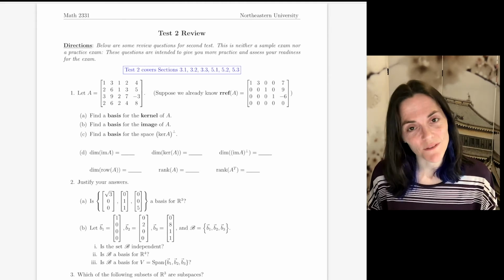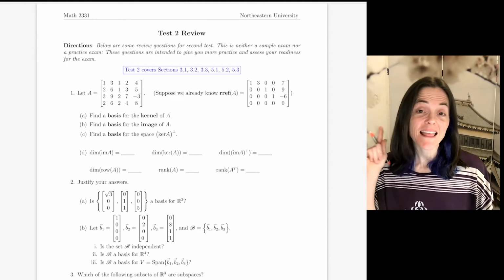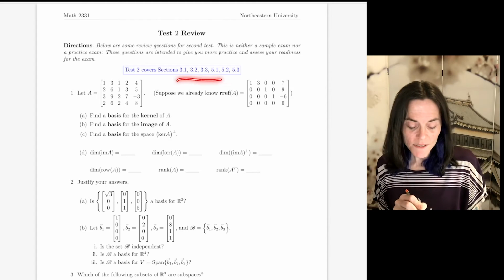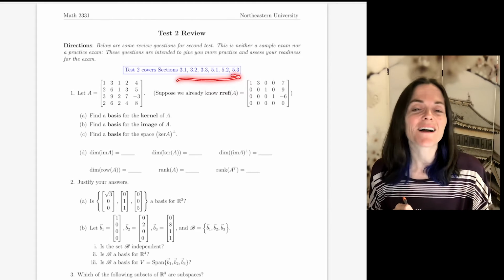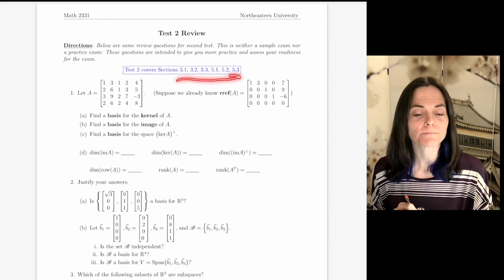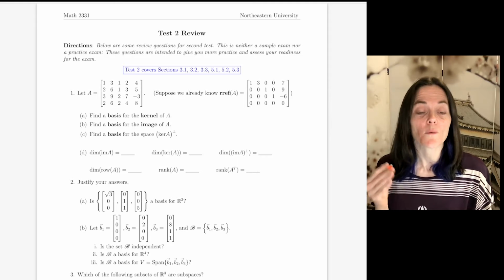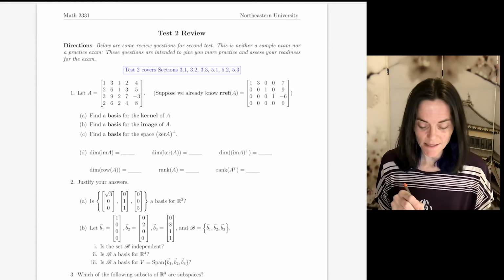This is test 2 review, Math 2331 linear algebra. This test review covers sections 3-1, 3-2, 3-3, and then 5-1, 5-2, and 5-3 from our textbook. So we will begin with number 1. This is quite a lengthy test review, but it's wonderful for us.